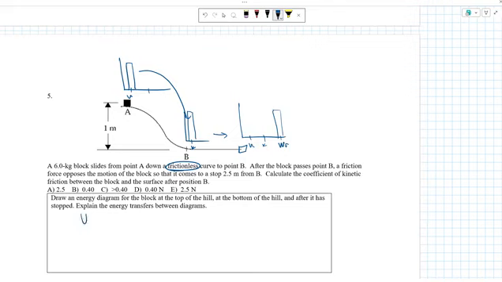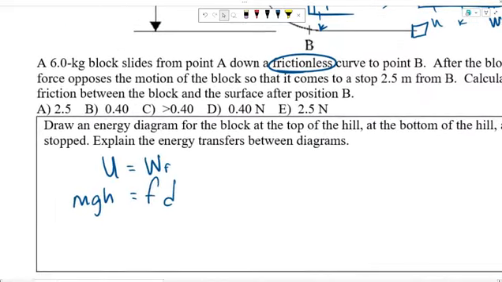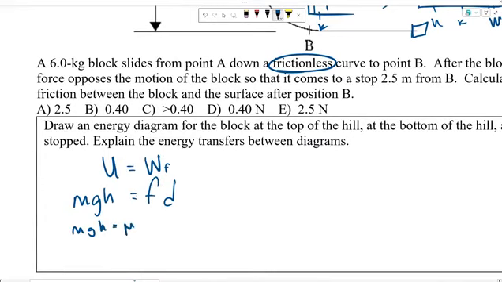And so we know that the potential energy at the beginning is going to become work done by friction at the end. The potential energy at the beginning is mgh. Work done by friction is the force of friction times the distance that we move, because that's the work done by any particular force. So we've got mgh is equal to the force of friction, which is mu times the normal force, but in this case the normal force is going to be the weight of the object, times the distance that we move.